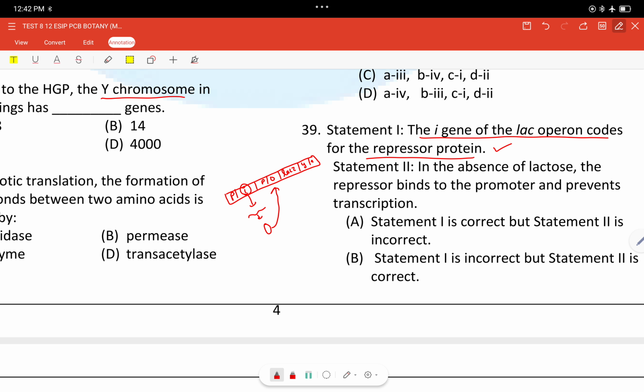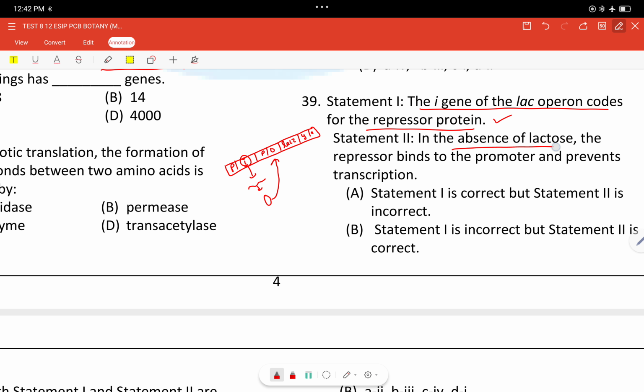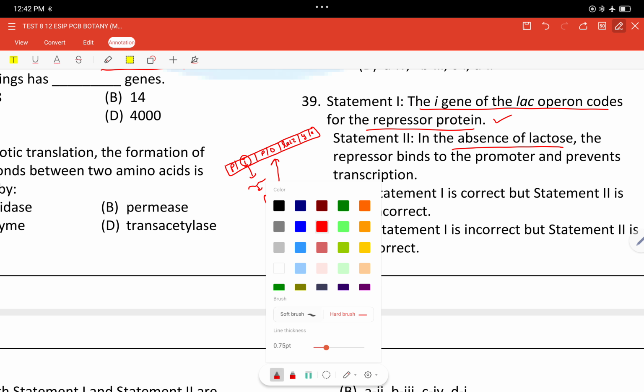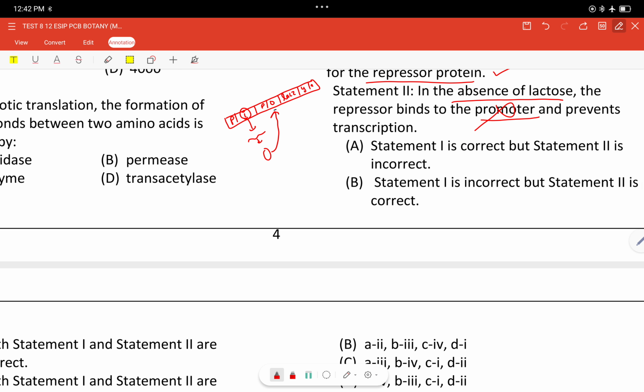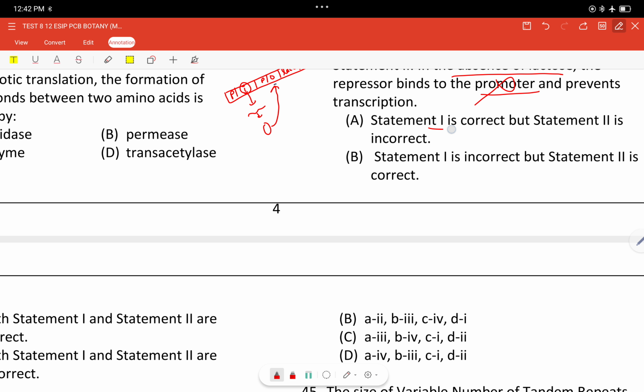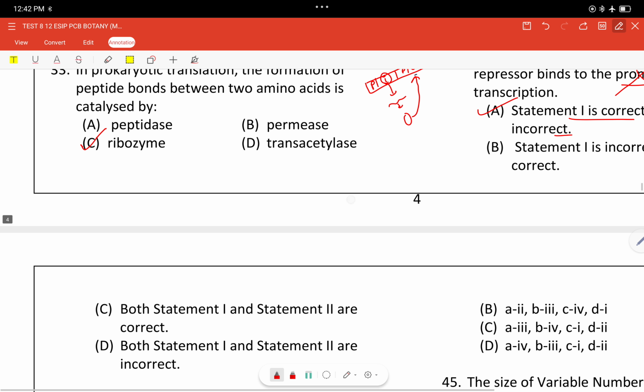If lactose is present, the inducer binds to the repressor protein, so it will not bind to the operator region, and the lac operon is switched on. But if lactose is absent, then the repressor will bind to the operator region. So in the absence of lactose, the repressor protein binds to the operator region. So this statement is incorrect. Statement 1 is correct, but statement 2 is incorrect.